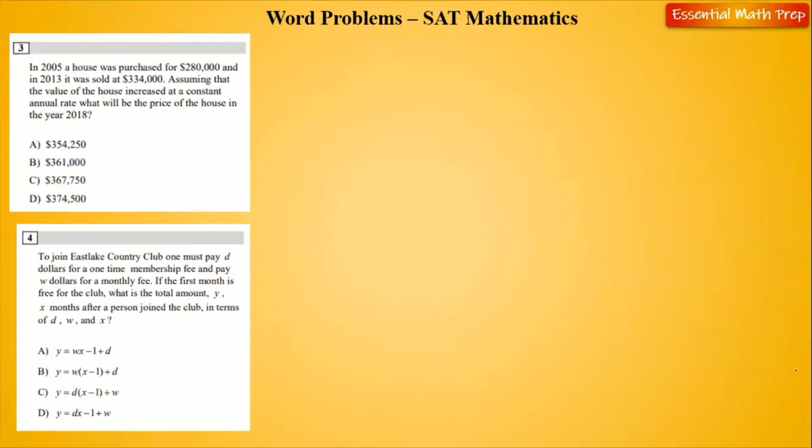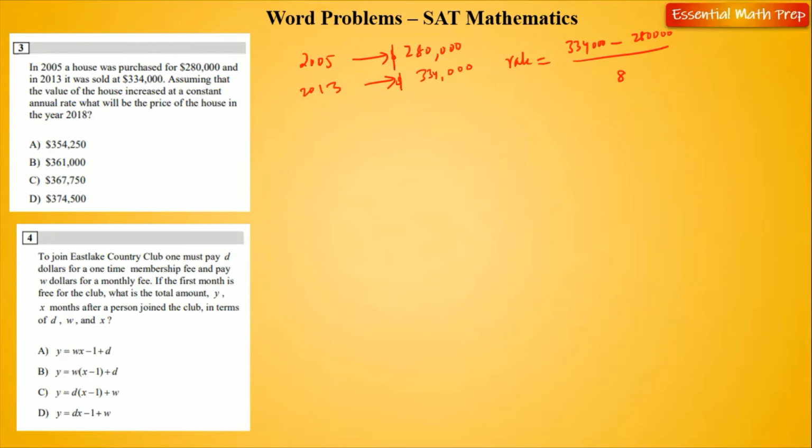Okay. In 2005, a house was purchased. The cost of the house in 2005 is $280,000, and in 2013, it was sold for $334,000. Assuming the value increases at a constant annual rate, what will be the price of the house in 2018? First we need to figure out the rate, which is $334,000 minus $280,000 over 8, right? 2013 minus 2005 is 8 years.